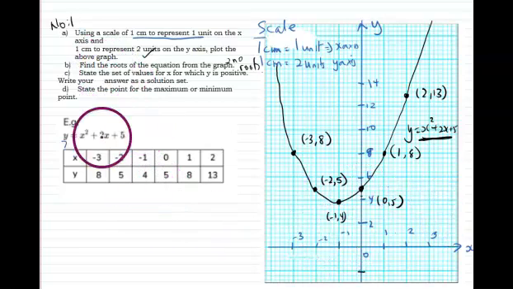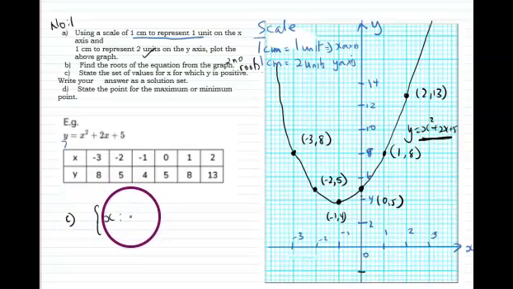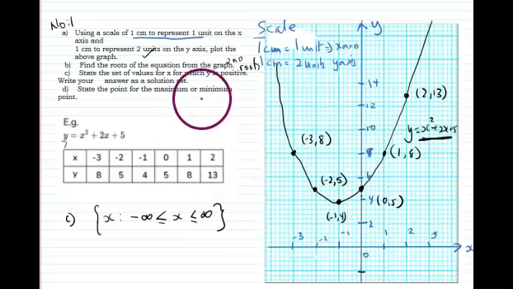So it means that your answer for part C will have to be, you write set solution like this, right? You always write brackets and you write the x, and you could write negative infinity is less than or equal to x less than or equal to positive infinity. It means all values of x, right? So this would be a suitable solution for part C. And then state the point of maximum or minimum.